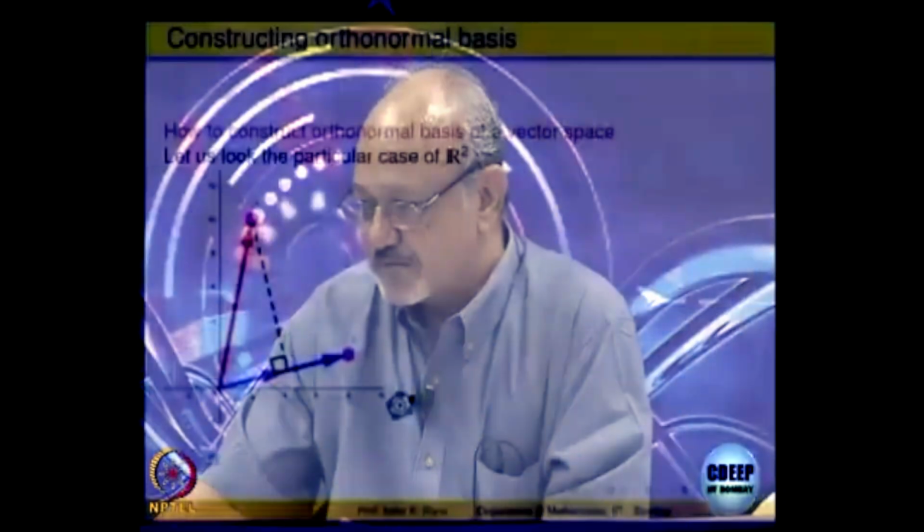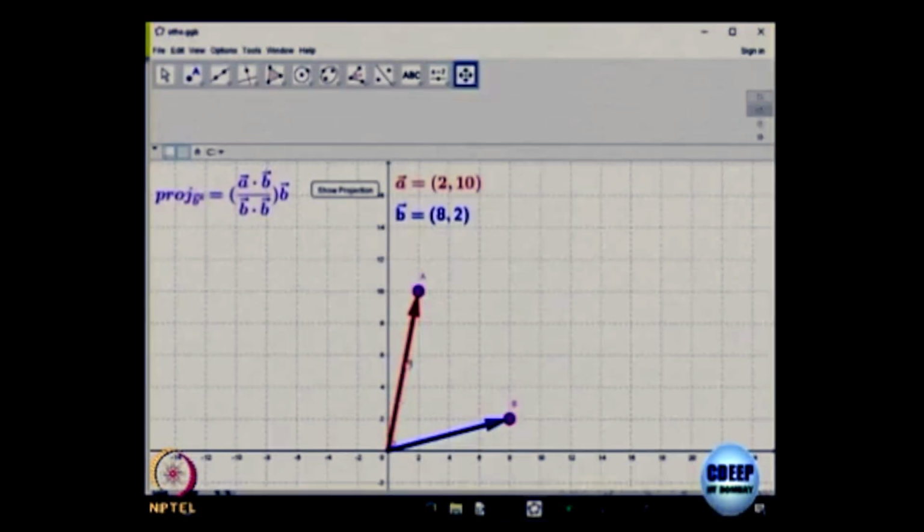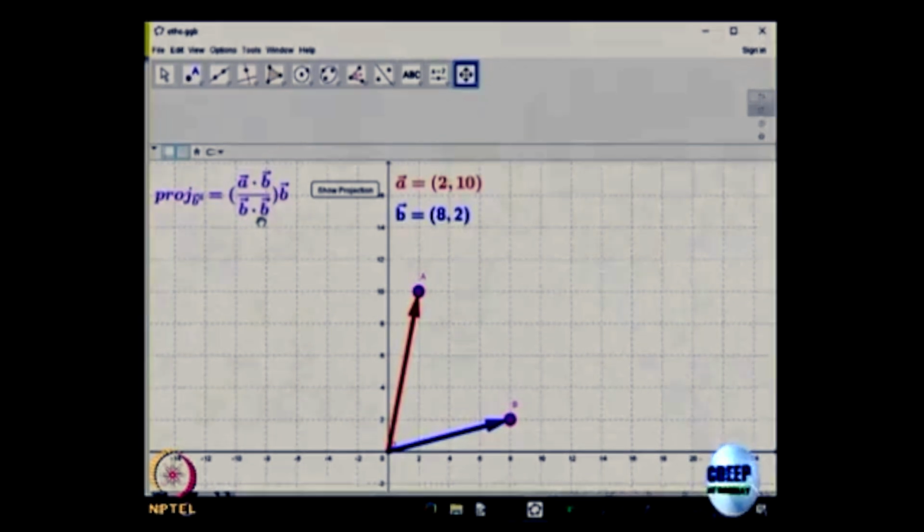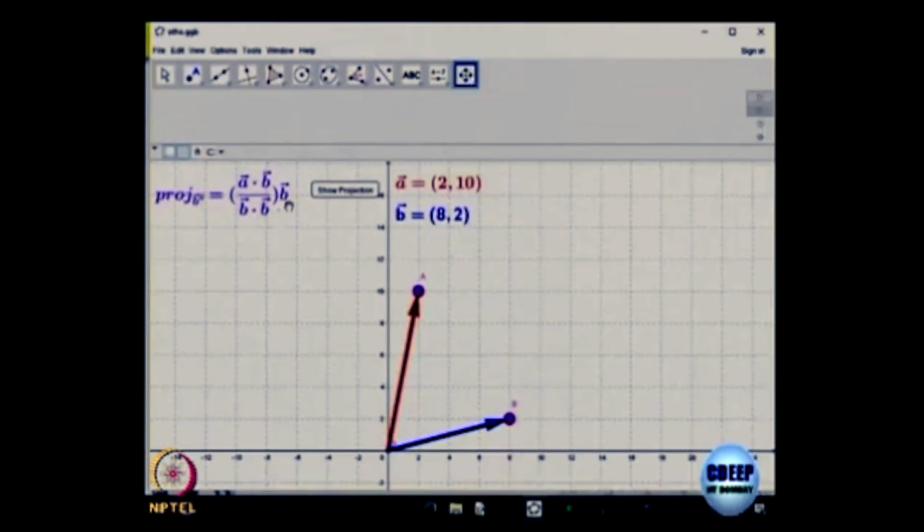I just wanted to show you something. Here, this vector is (2, 10), so A is (2, 10), and B is (8, 2). It gives you B, and it tells you what the projection is. The formula is, you must have done it, calculating projection in terms of the dot product. If you know the angle theta, the projection is cos theta of that, and from there you can easily calculate it. So it says the projection is A dot B divided by B dot B, times B. That is the projection that you will get here, and you subtract, so it gives you everything.